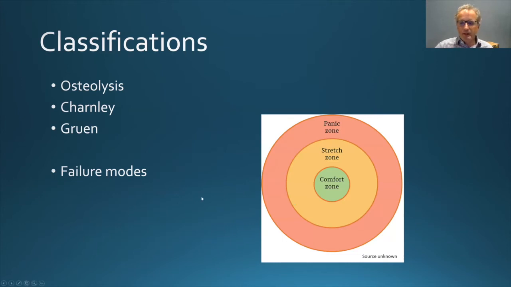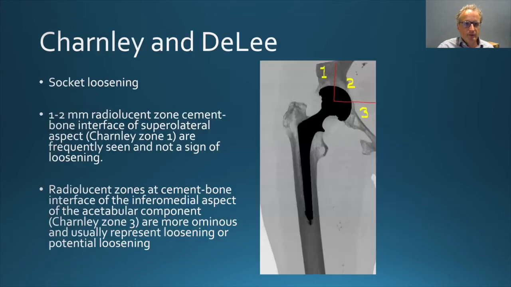So now we're getting out of your panic zone and back towards your comfort zone. We're losing a lot of that basic science stuff, which is scary to most of us hip surgeons. So we're going to go back to orthopedic bread and butter: osteolysis, Charnley, Gruen, and some failure modes.